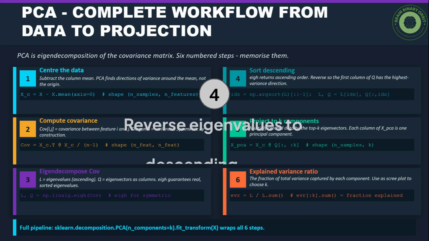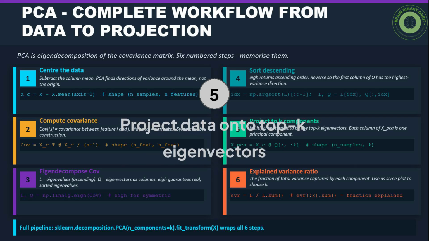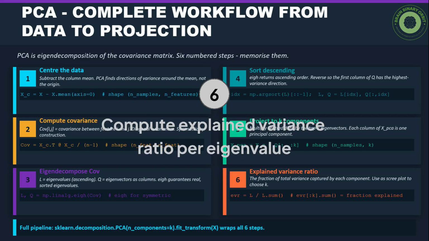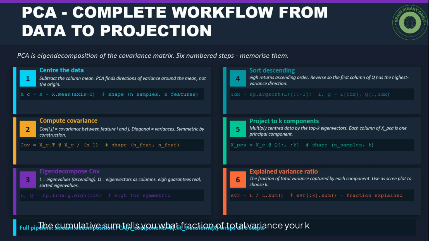Step 4. Reverse to descending order since eigh returns ascending. Step 5. Project by multiplying the centered data by the top k eigenvector columns. Step 6. Compute explained variance ratio as each eigenvalue divided by the sum of all eigenvalues. The cumulative sum tells you what fraction of total variance your k components capture.